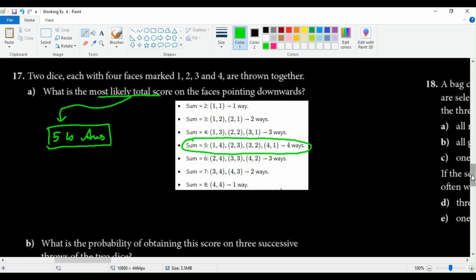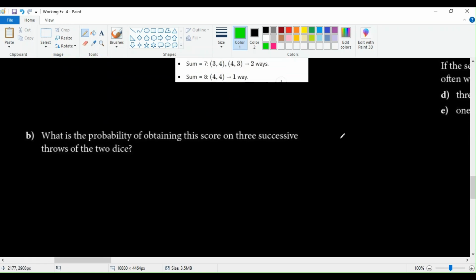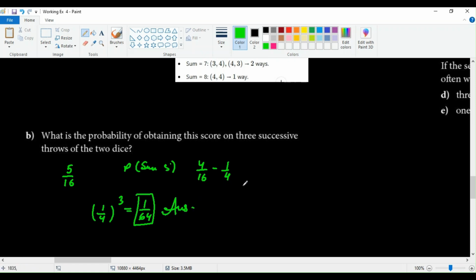Now comes the second part of it. Here, the probability of a sum of 5 is 4 out of 16, or we can say 1 over 4. And 1 over 4 with 3 dice is going to give 1 over 64 as the answer for this question.